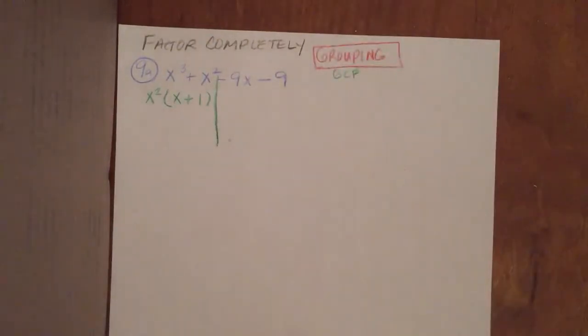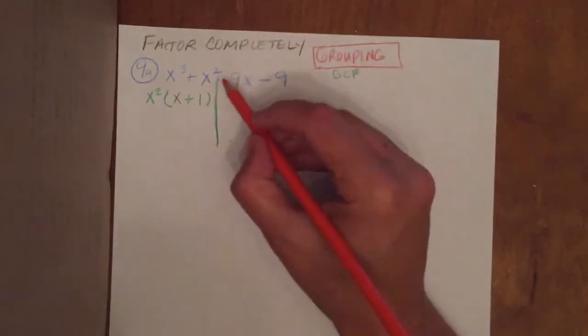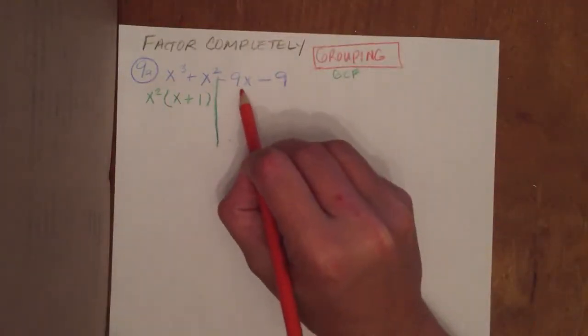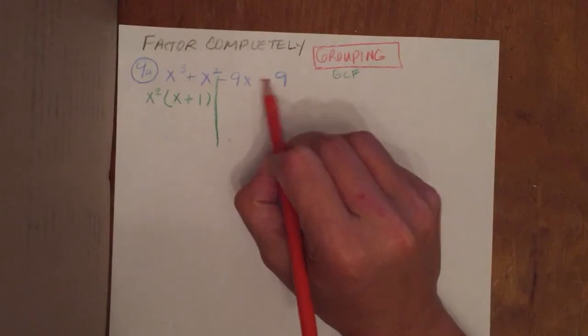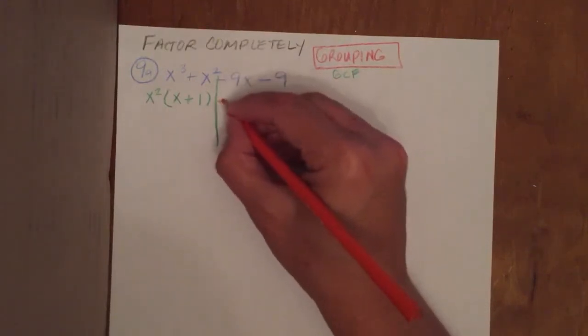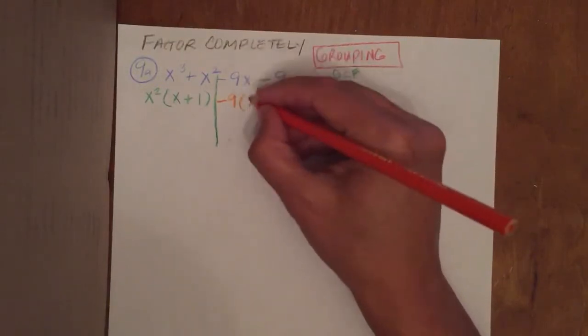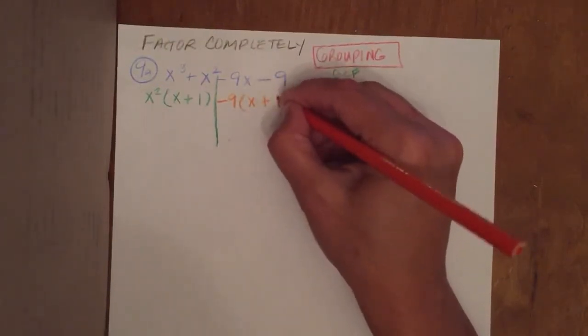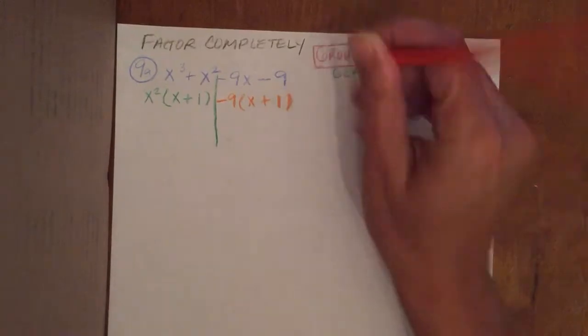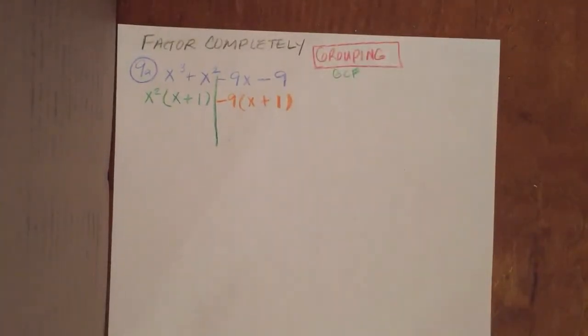So now I'm going to do the same thing on the other side. What can I factor out of negative 9x and negative 9? What do they have in common? Well, I can factor out a negative 9, and that will leave me with x plus 1. So now I've grouped these, and I've removed the greatest common factor from each one.